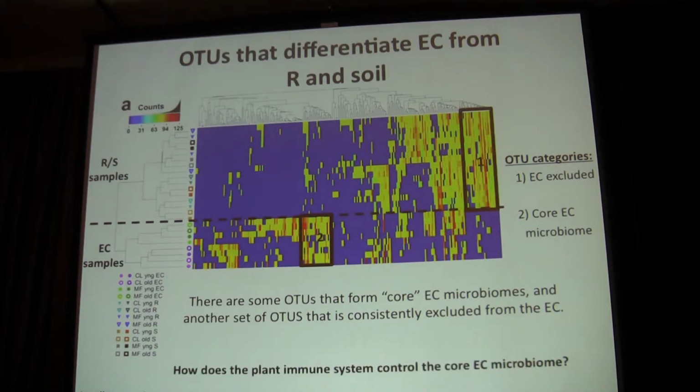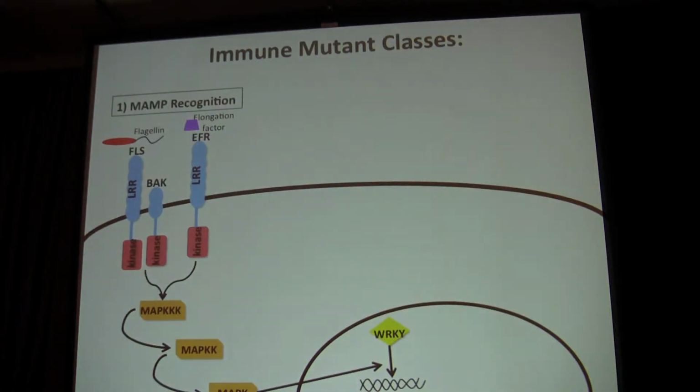And my question is, how does the plant immune system act to control this? So if a plant can't sense or respond properly to its microbial environment, how does it actually control this process? For this, I looked at 3 different groups of immune mutants, or 3 different immune processes.